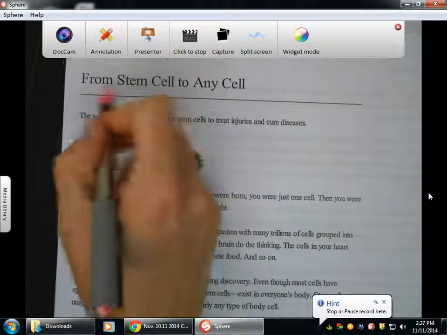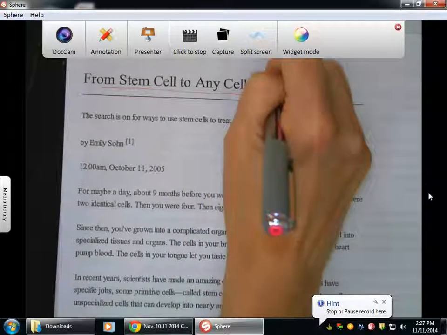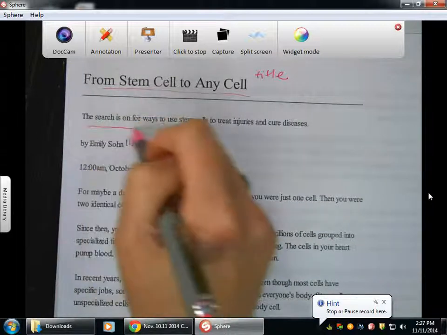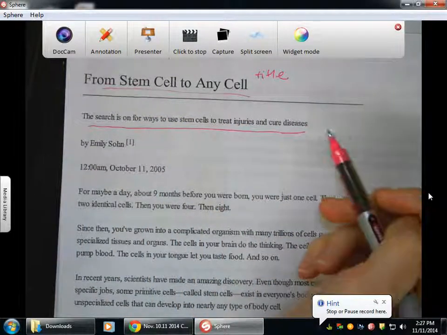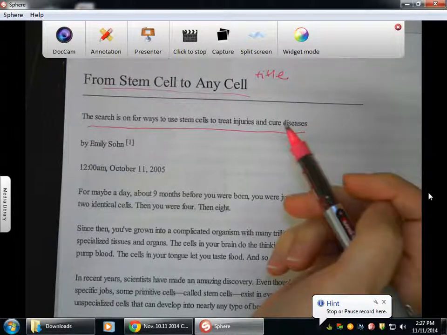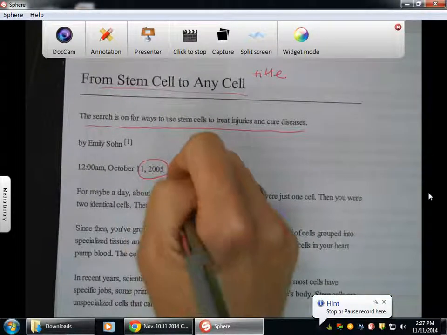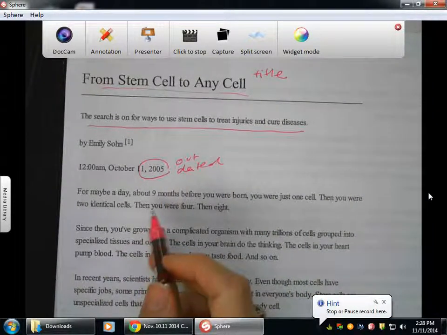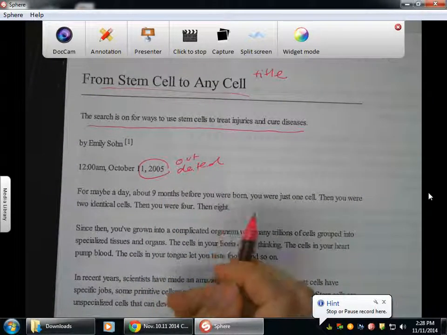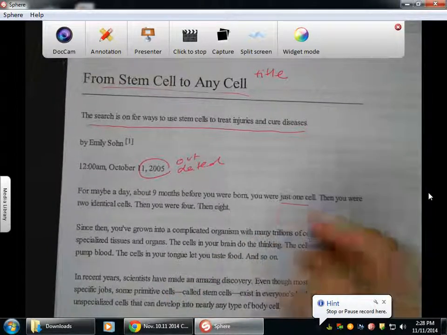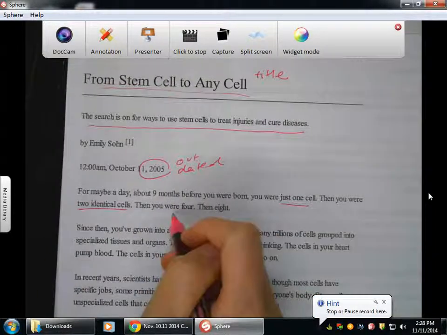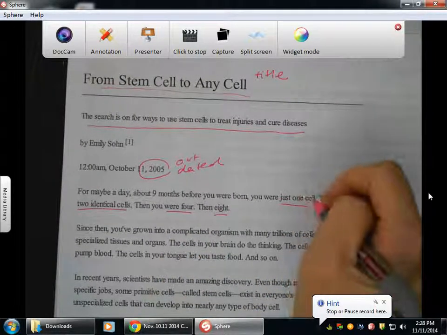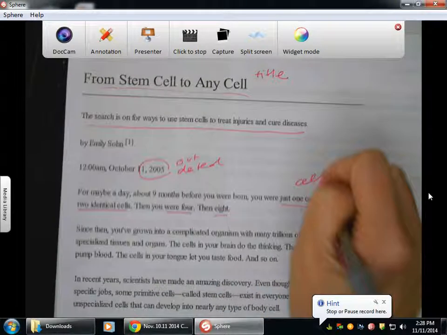From stem cell to any cell, that's our title. The search is on for ways to use stem cells to treat injuries and cure diseases. Looks like it's 2005, so it's outdated, not completely up to date. For maybe a day, about 9 months before you were born, you were just one cell. Then you were 2 identical cells, then you were 4, then 8. Okay, so it looks like here we're talking about 1 cell, 2, 4, 8. We're talking about cell division here.